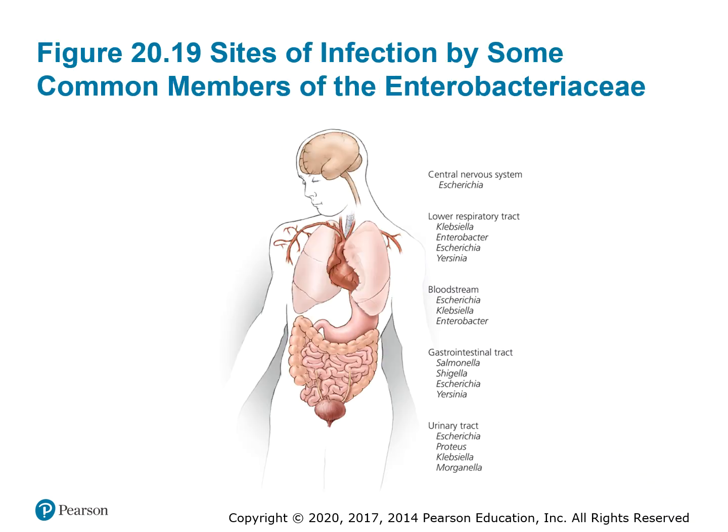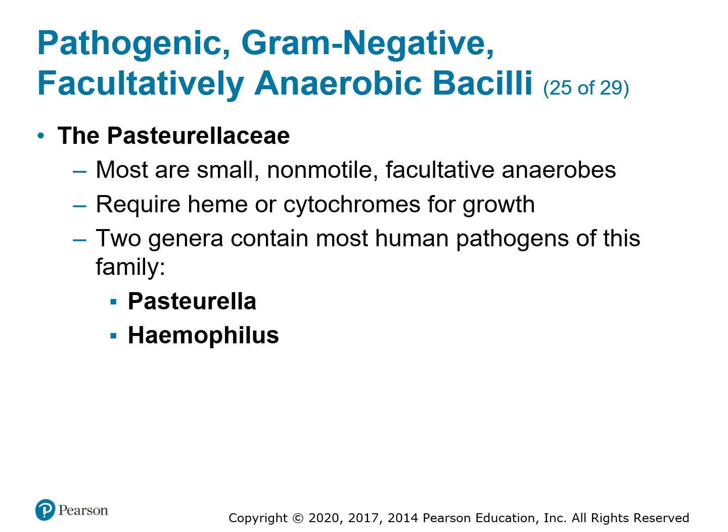All right, so this is just a chart showing you where the different bacteria that I've been talking about might be found and which different systems they create issues in. All right, Pasteurellaceae. These are small, non-motile facultative anaerobes. They require heme or cytochromes for growth. And there are two genera that we talk about that cause most of the diseases in humans, Pasteurella and Haemophilus.